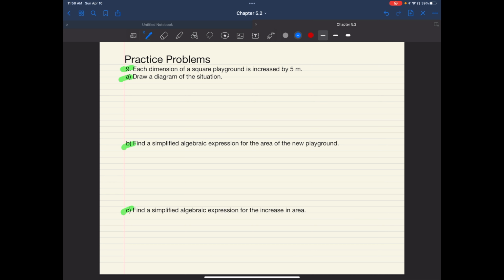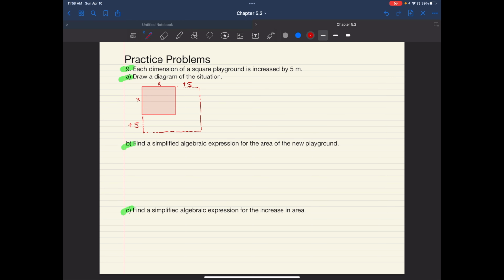Okay, each dimension of a square playground is increased by 5 meters. Draw a diagram of the situation. Switch back to red. So if we have a square, right? So we know this is x. This is x. Each dimension is now increased by 5 meters. So we're going to plus 5 meters on both sides. So now the new playground is now that.